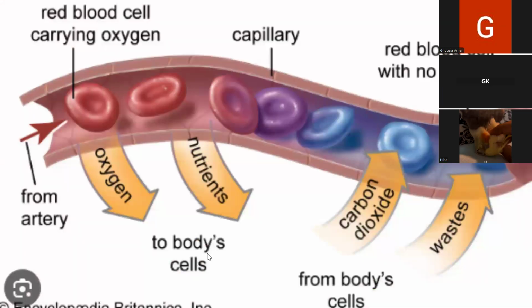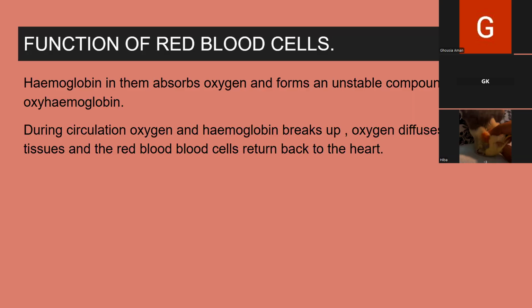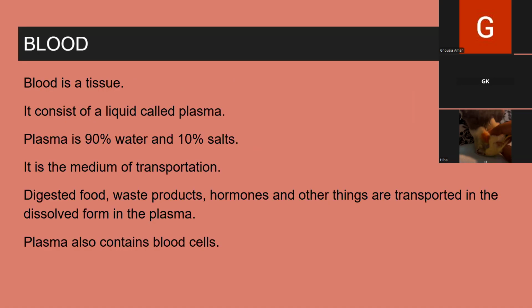Okay. So what are the general functions of the blood? Can you guess some of the general functions of the blood? Copy down. I am telling you what are the general functions of blood. Number one, carry oxygen from lungs to the whole body. Number two, carry carbon dioxide from the cells back to the lungs.